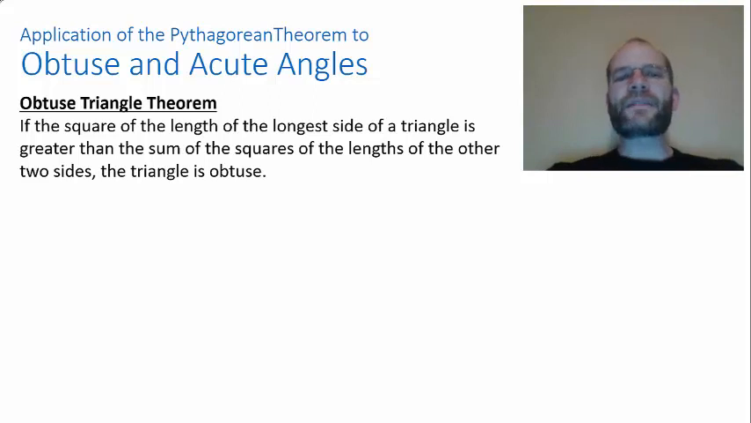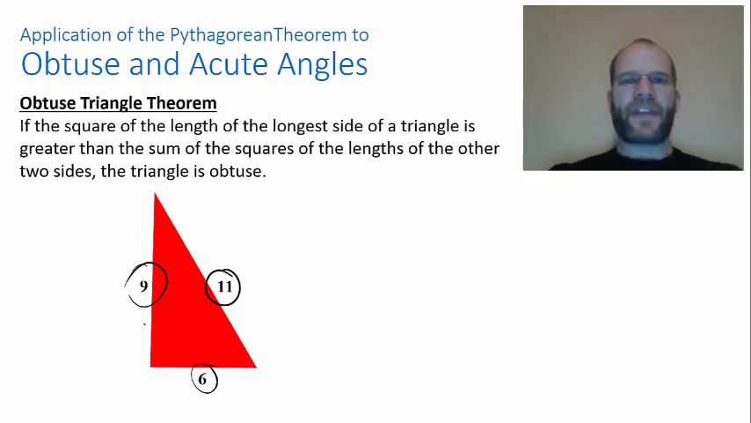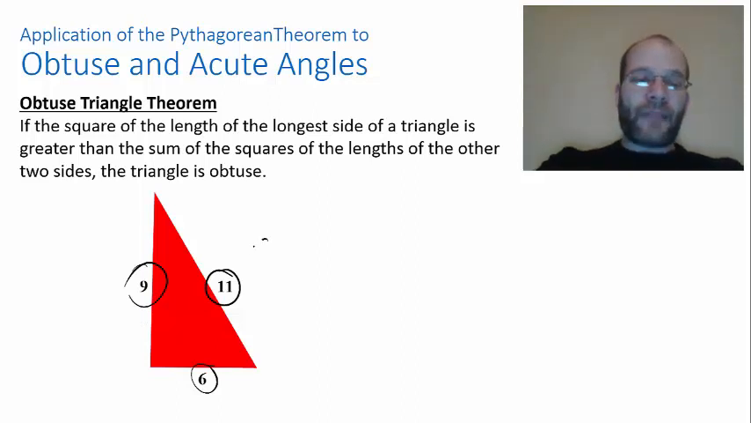It says if the square of the length of the longest side of a triangle is greater than the sum of the squares of the lengths of the other two sides, then the triangle is obtuse. What does that look like? Here we have a triangle, and you can see that the lengths of the three sides are all identified. We have a side that is 11 units long, a side that is 6 units long, and a side that is 9 units long. I think we can agree that if this were a right triangle, we would all anticipate that the 11 is the hypotenuse.